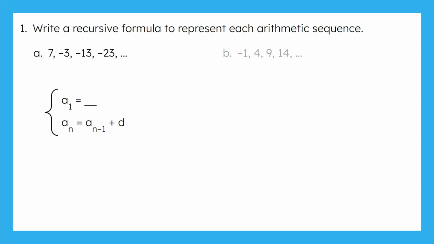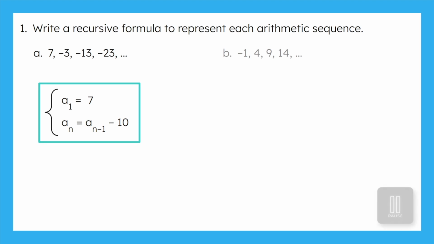What's the first term? It's 7. So we'll write a sub 1 equals 7. What's the common difference? Negative 10. Replacing d with negative 10 gives us a sub n equals a sub n minus 1 plus negative 10, which we can simplify to minus 10. And that's it. Go ahead and pause the video to try part B on your own.